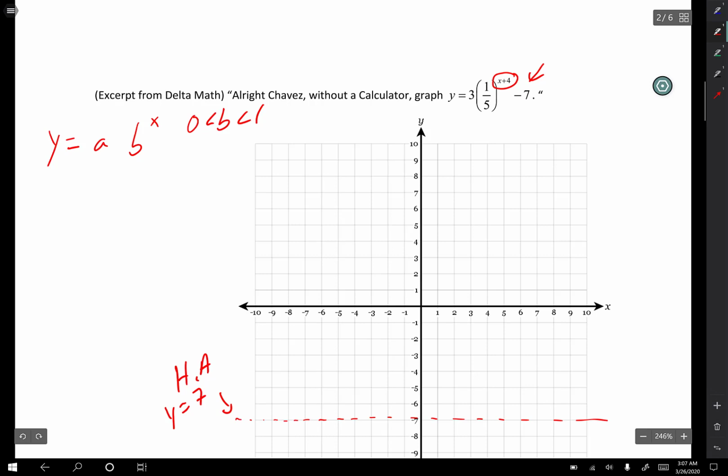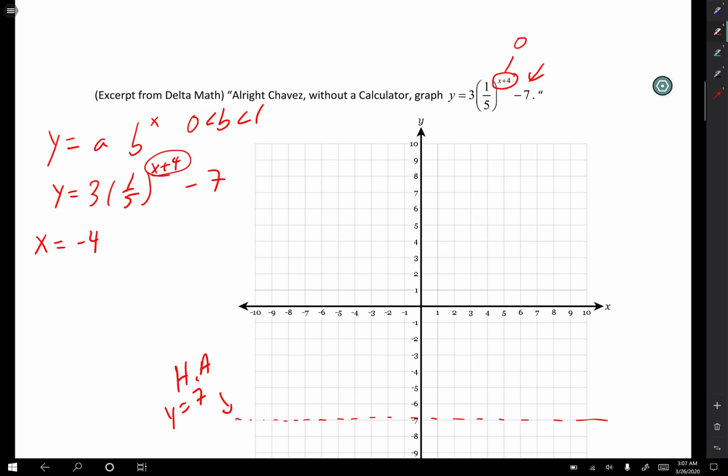So what do I want? I want that exponent here. I want this power to be a 0. Why do I want it to be a 0? Because anything raised to the 0 is 1, unless it's a 0 raised to the 0. So I'm going to write the equation right here, 3 times 1/5 to the x plus 4, minus 7. If I set x equal to -4, you will zero out this power, guys. So like I said, anything raised to the 0 is going to be 1.